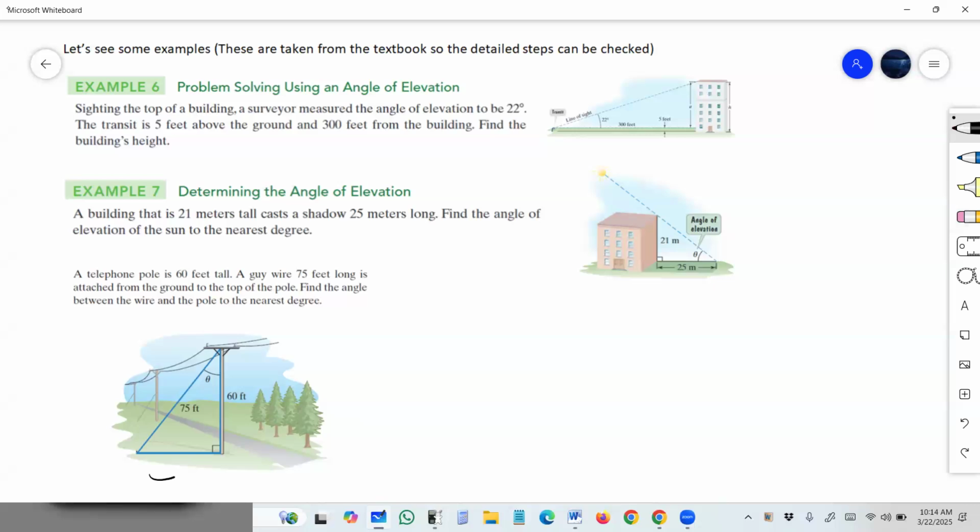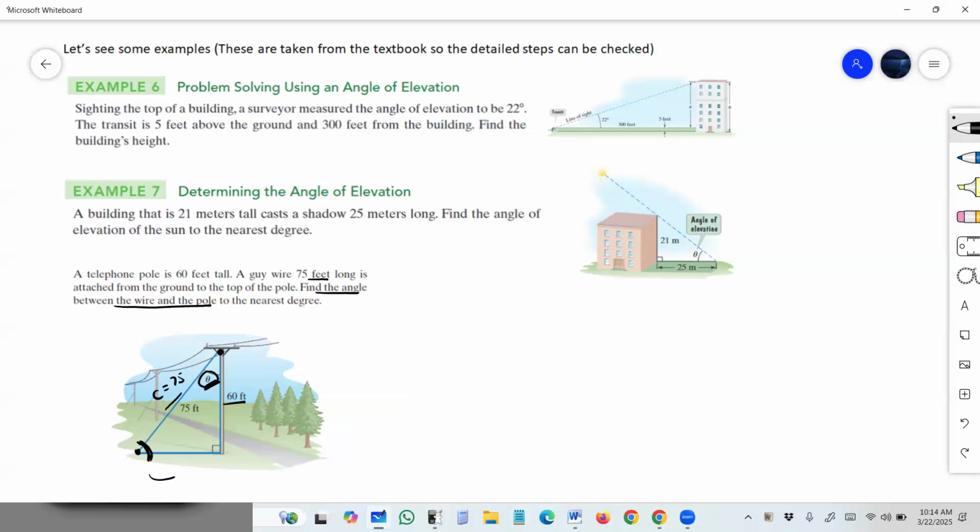And the last application is dealing with the angle of depression. So a telephone pole is 60 feet tall. So here's the height of the pole. A wire is 75 feet long. So here's the wire, which is my hypotenuse, attached from the ground to the top of the pole. Find the angle between the wire and the pole. Now, instead of saying find the angle between the wire and the pole, they could have said find the angle of depression. And you would know it's this angle and not this angle right here.